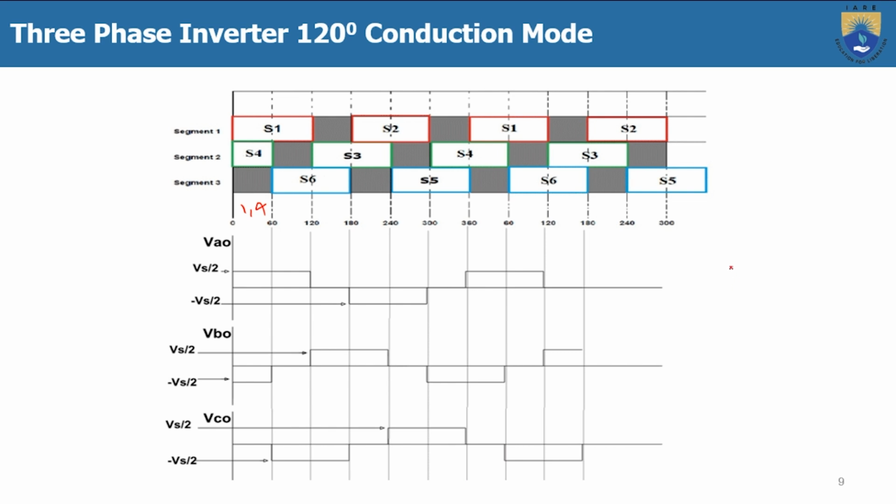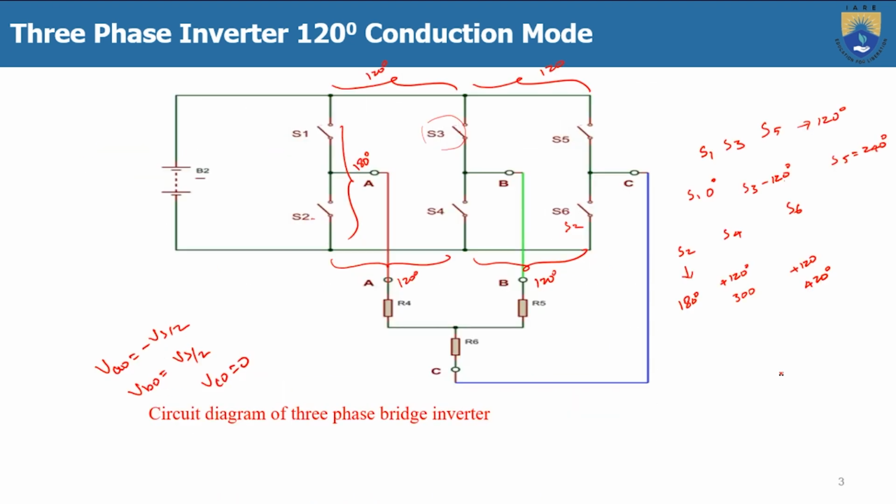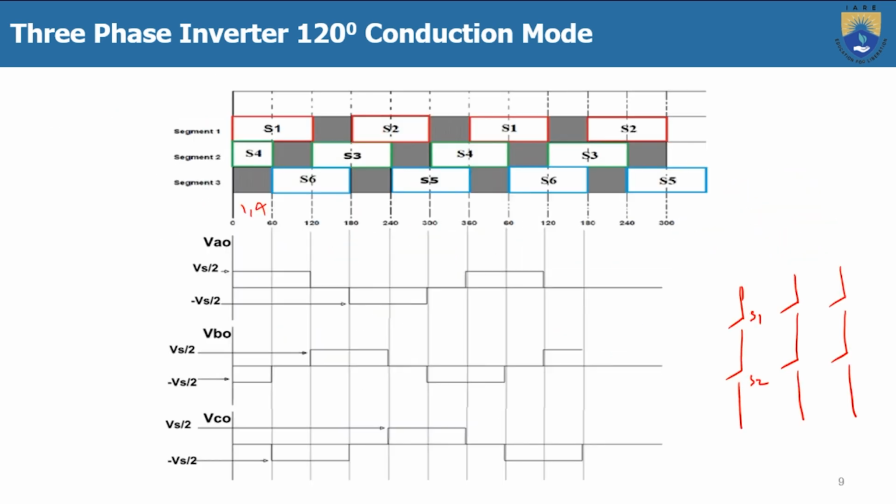Here I am just drawing for our reference purpose. Here this is S1 and S2, similarly 3, 4 and 5, 6. So here this is phase A and this is phase B and this is phase C. The loads are connected this way.